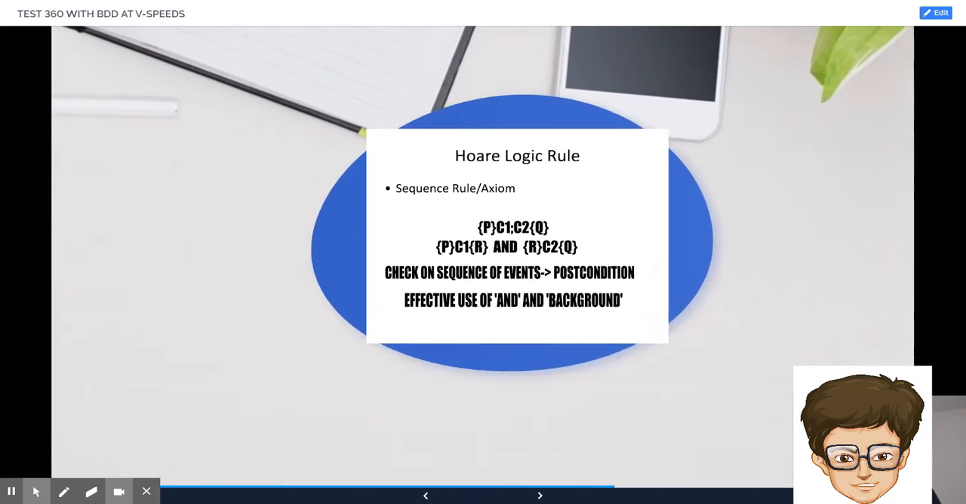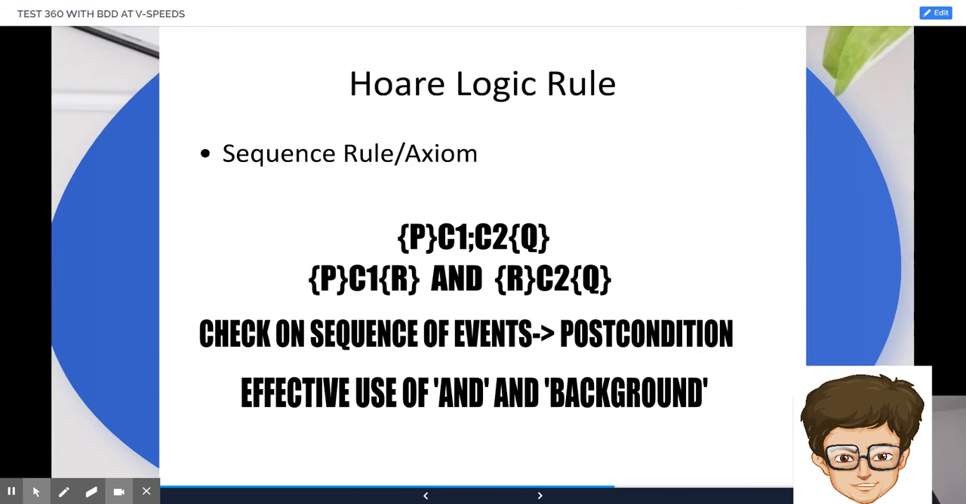Now let's look at the next rule or next axiom. The next rule is the sequence rule.